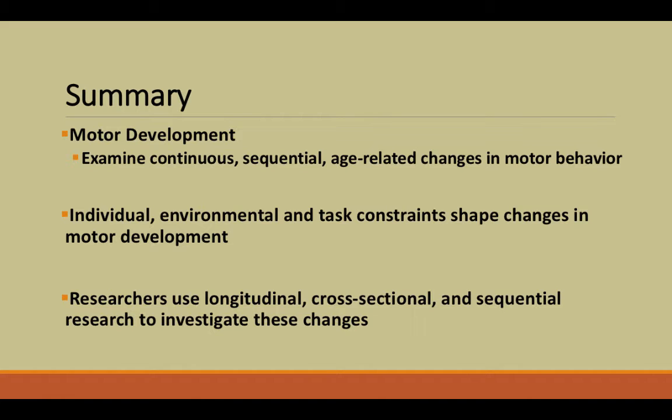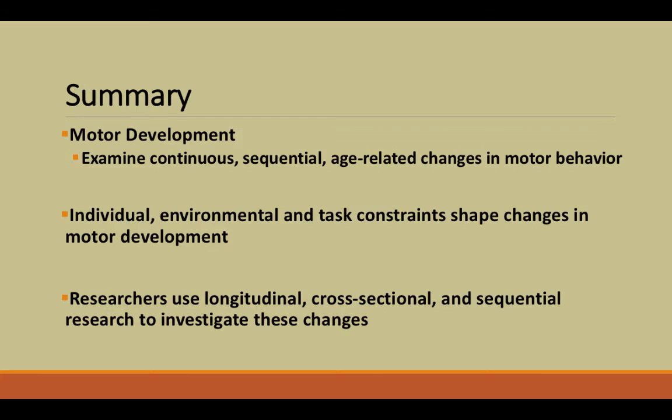Individual constraints are either structural or functional. Structural meaning body size, functional meaning motivation or psychological factors. Environmental constraints, which can be ecological or they can be sociocultural. And task constraints, which can be the rules of the game, as well as the equipment used to perform the tasks that we're trying to perform.